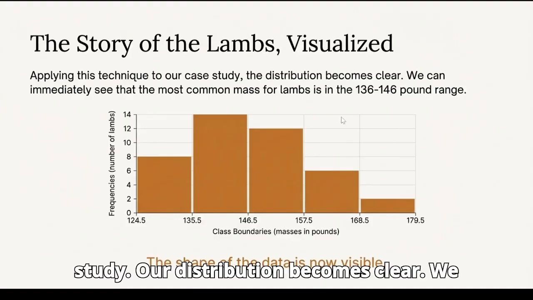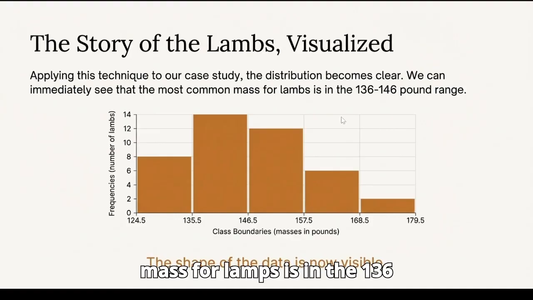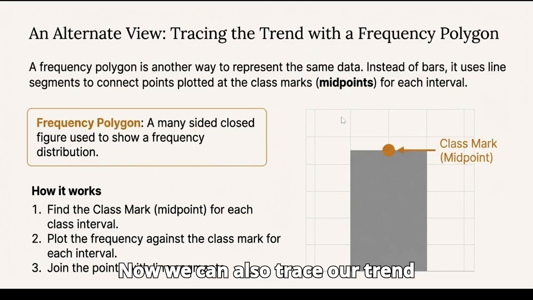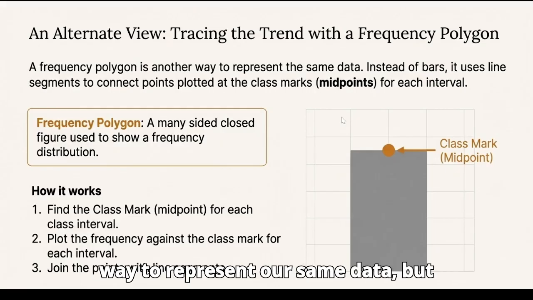Our distribution becomes clear. We can immediately see that the most common mass for lambs is in the 136 to 146 pound range. The shape of this data is now visible. Now we can also trace our trend with a frequency polygon. It is another way to represent our same data.